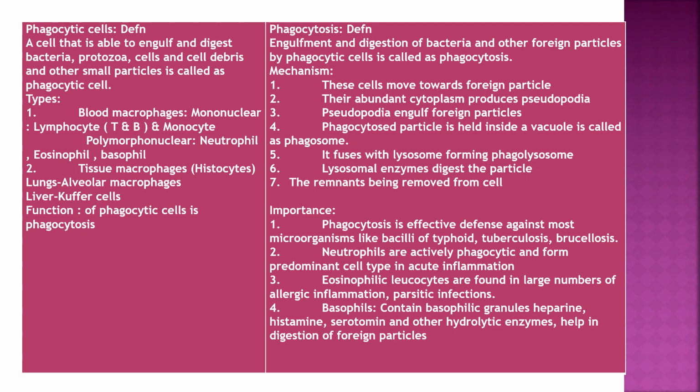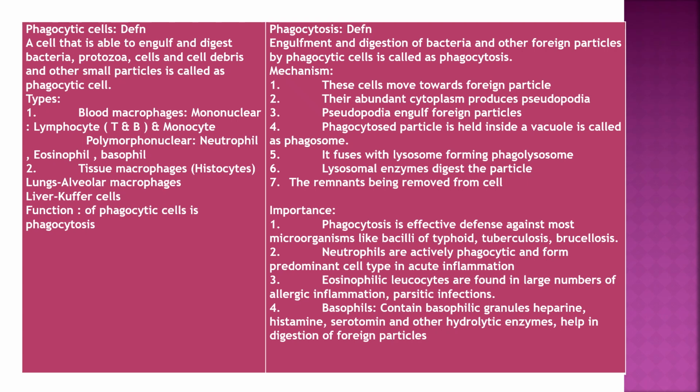Phagocytic cells: a cell able to engulf and digest bacteria, protozoa, cells and cell debris, and other small particles is called a phagocytic cell. The types are blood macrophages, which are mononuclear lymphocytes T and B, and monocytes, and polymorphonuclear neutrophil, eosinophil, basophil. Tissue macrophages, histiocytes, such as lung alveolar macrophages and liver Kupffer cells.